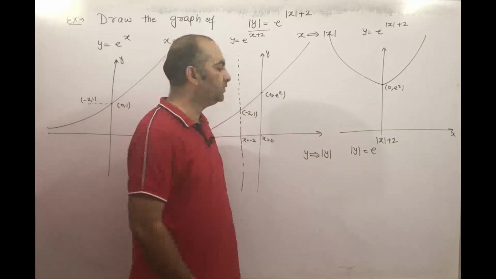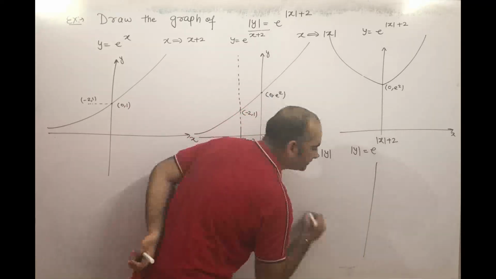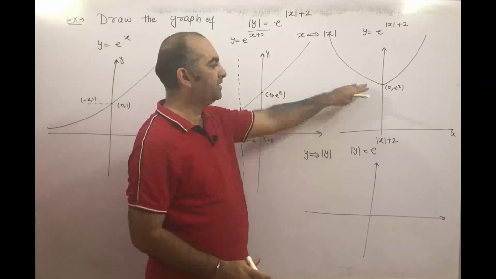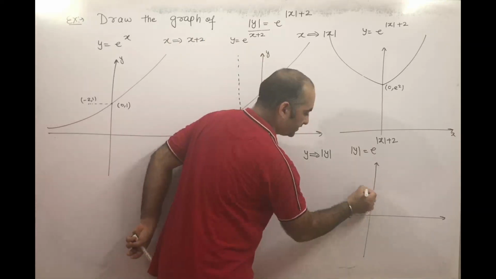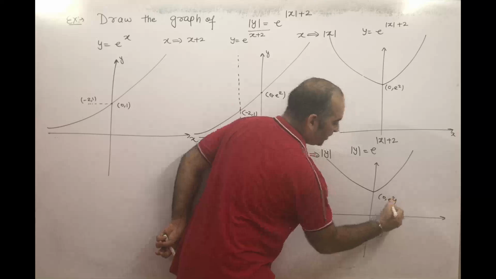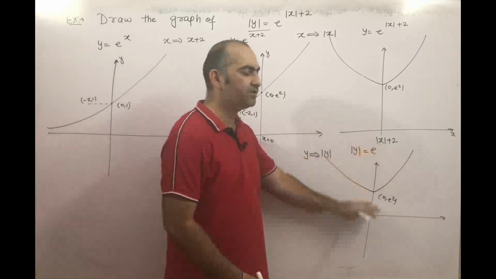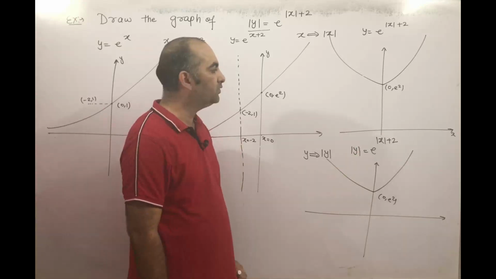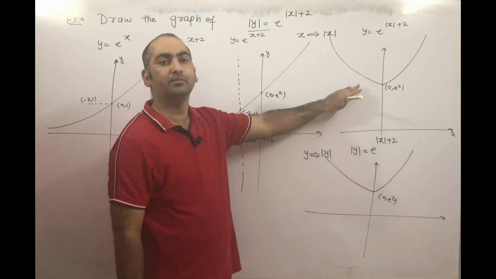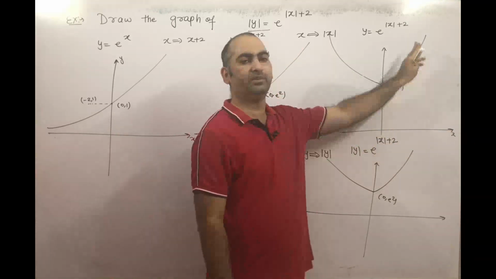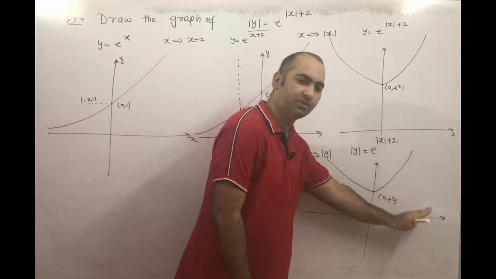So in the graph, what you will do? Only a simple thing you will do. See, the above x-axis graph will be as it is. So this graph will be as it is, (0, e square). The below x-axis graph we have to remove. So you can see there is no graph below the x-axis. Then after that, we will take the above graph's mirror image with respect to the x-axis. So this graph we will take the mirror image with respect to the x-axis.